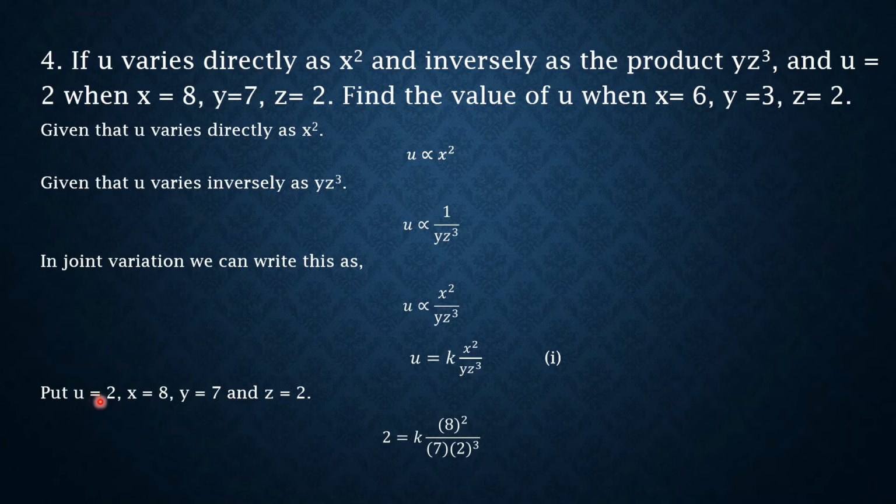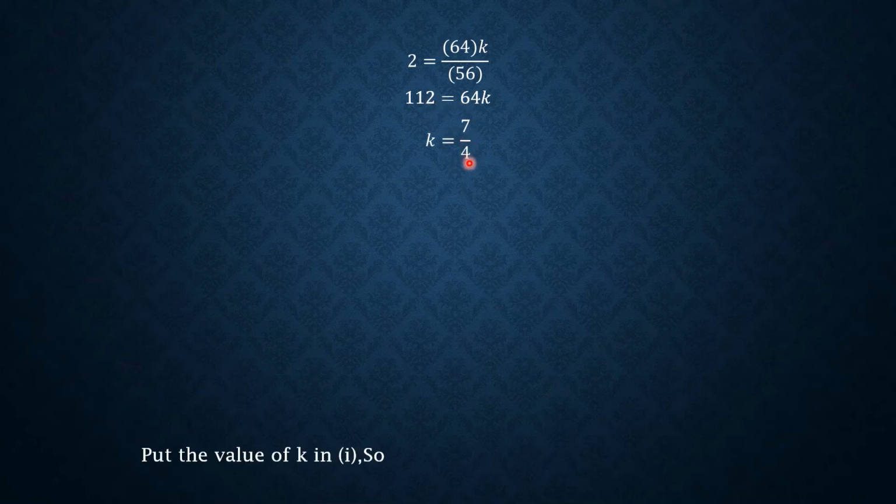So we will put u equal to 2, x equal to 8, y equal to 7 and z equal to 2 in equation number 1, and get the result as 2 equal to k into 8 square by 7 into 2 cube. Now this can be written as 2 equal to 64k by 56 after multiplication. Now transposing 56 to the left side, we have 56 into 2 as 112. This equals 64k, or k equal to 7 by 4, as 112 by 64 equals 7 by 4.